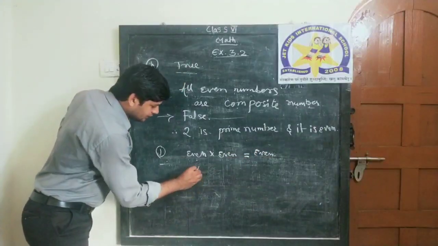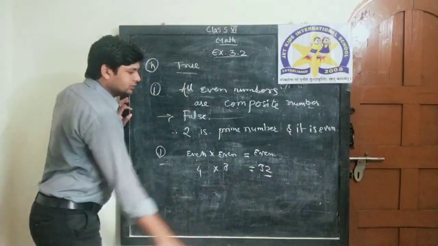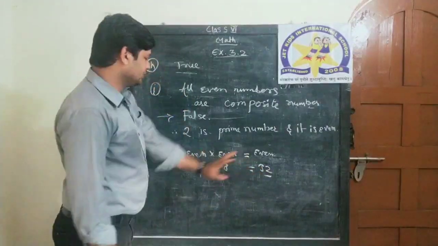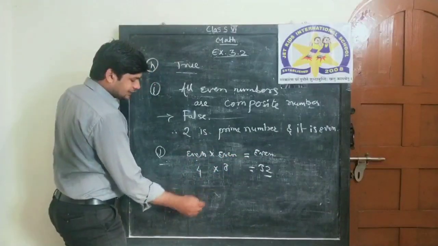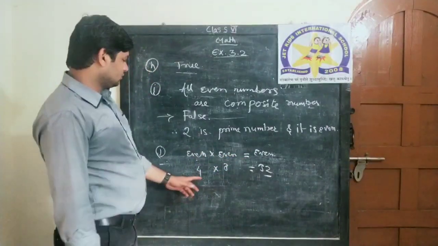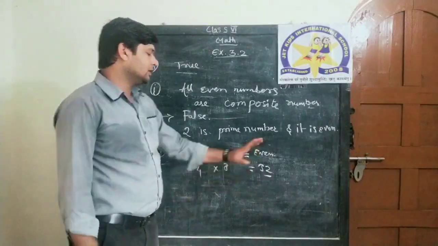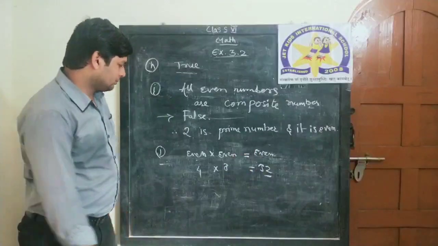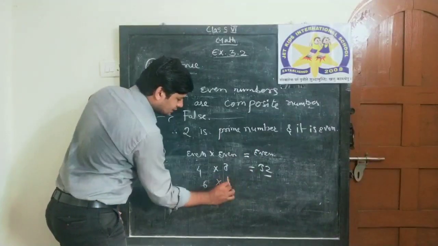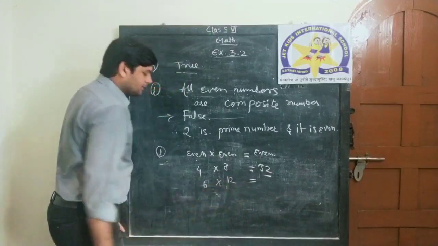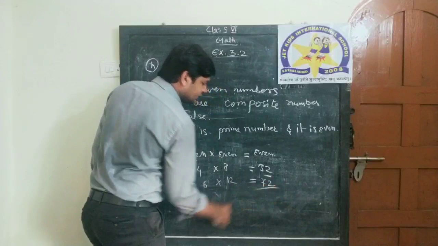So I am writing over here 4 multiplied by 8, that is 32. It is also divisible by 2. That means it is okay. Next example I am taking. Take any other example, that means a multiplication of two even numbers. So I am taking here 6 multiplied by 12, that is 72. It is also even.